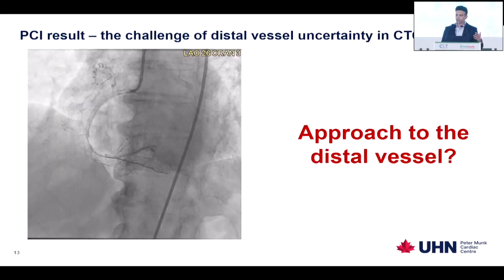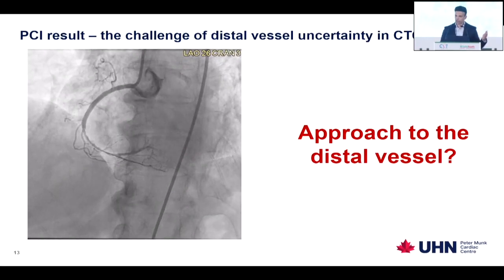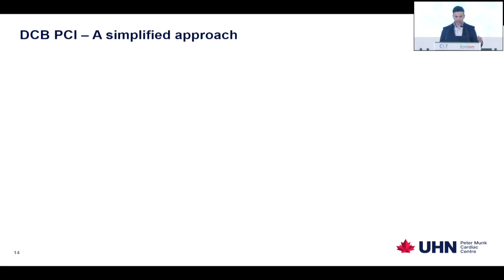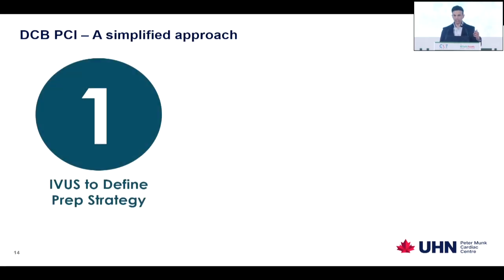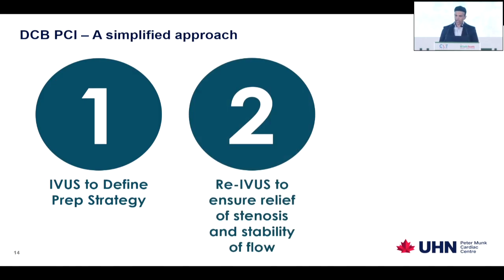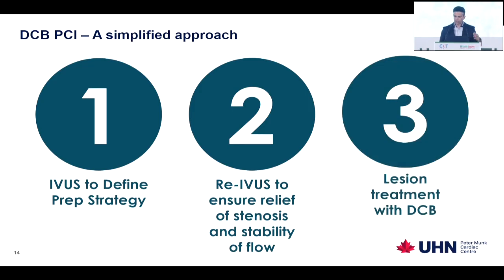So how do you approach this distal vessel? Do you just carpet bomb it with another big long stent? Or do you take a different approach? So the DCB simplified approach is: 1, use IVUS to define your preparatory strategy. 2, after you've prepared, re-IVUS to ensure you actually achieved what you went there to achieve. So a relief of the stenosis, no large enduring dissections, no massive hematoma in the wall, and good preparatory lumen, right? A good lumen that you've achieved. And then finally, treat your lesion with a DCB.